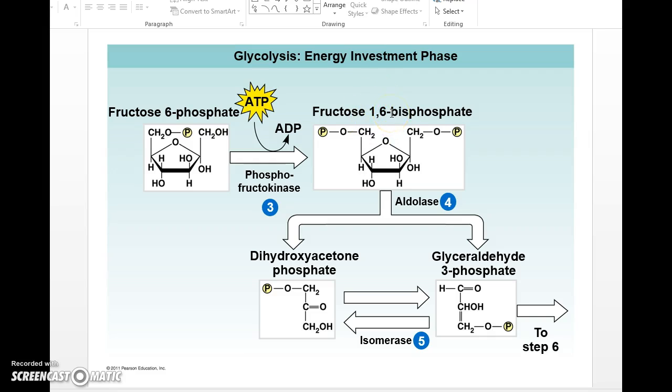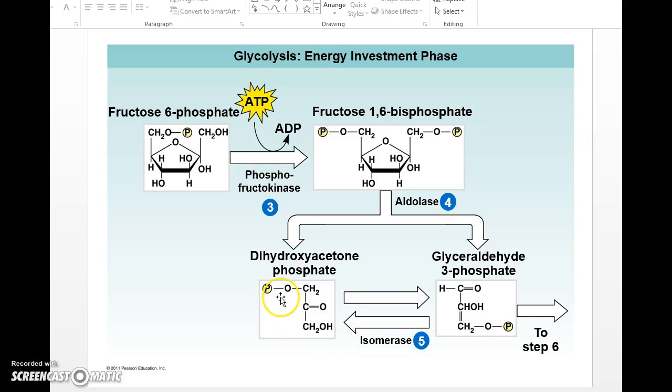This compound here then, with the help of aldolase, breaks down into 2 3-carbon molecules. You have dihydroxyacetone phosphate and glyceraldehyde 3-phosphate. This glyceraldehyde 3-phosphate compound is extremely important, guys. We're going to look at this again and again later on in gluconeogenesis and other processes. So this is a very important compound.